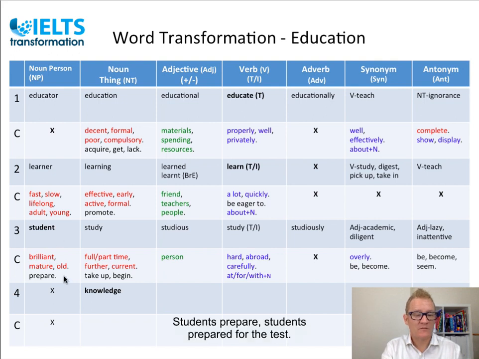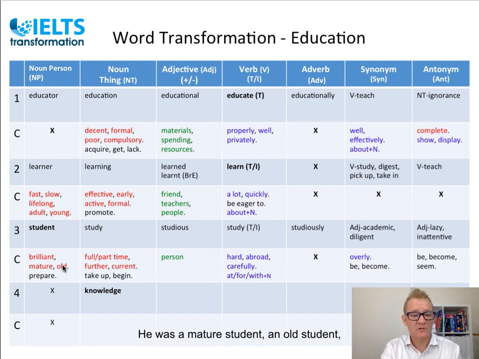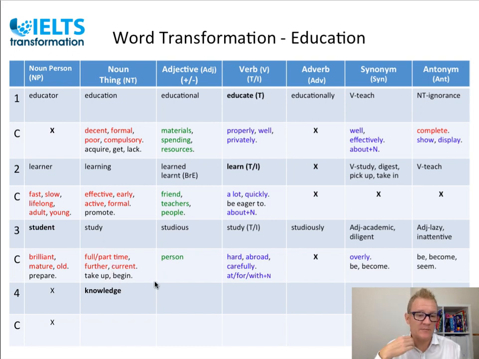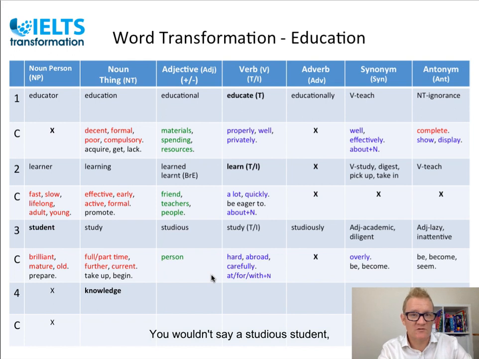Students prepare. The students prepared for the test. He was a mature student, an old student, a brilliant student. I took up part-time study. I began further study. He's a studious person. You wouldn't say a studious student, a studious learner, as I said. I studied hard for my test.